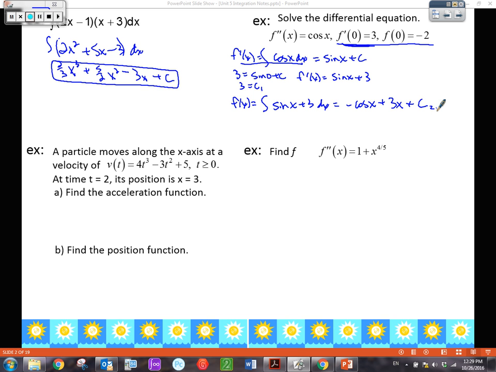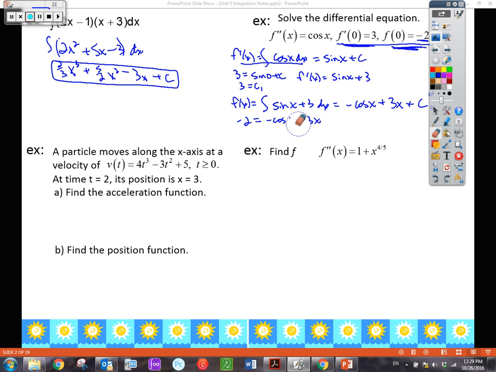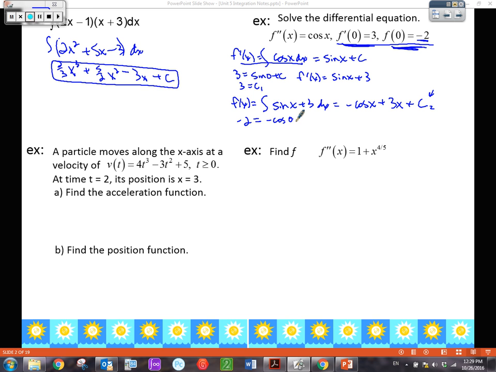All right, so now let's see. We have this piece of information to find out what this particular constant of integration is. So let's do that. Our y value is negative 2. Negative 2 equals negative cosine x plus 3x, oops, x is 0. So let's put our 0 in there. So negative cosine of 0 plus 3 times 0 plus c, and we'll just say c2.